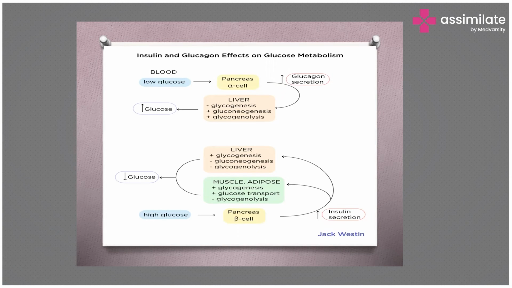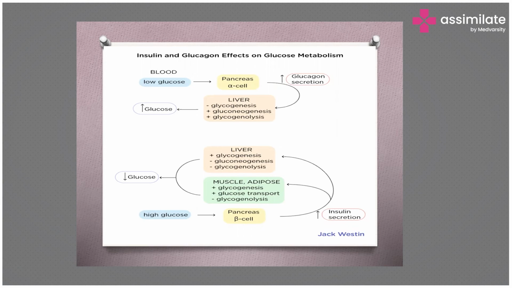One, glycogenesis, as I've already explained. And second is the glucose transport into the adipose tissue and skeletal muscle. Now, this glucose transport can be in the form of another important cycle, which is also called glycolysis. Glycogenesis is conversion of glucose into glycogen, and glycolysis is the conversion of glucose into pyruvic acid.